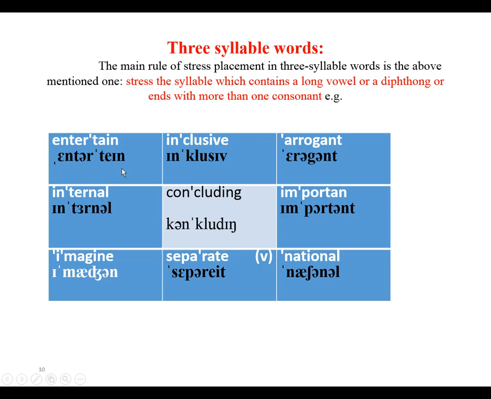Here we have: could you please repeat after me? Entertain. Here, "enter" is not the stressed syllable. What's the stressed syllable here? "Tain". And "enter" here receives secondary stress. Okay, could you please repeat after me? Entertain, inclusive, arrogant, internal, concluding, important, imagine, separate. Separate, whether it is a noun or a verb. National. Okay. National.